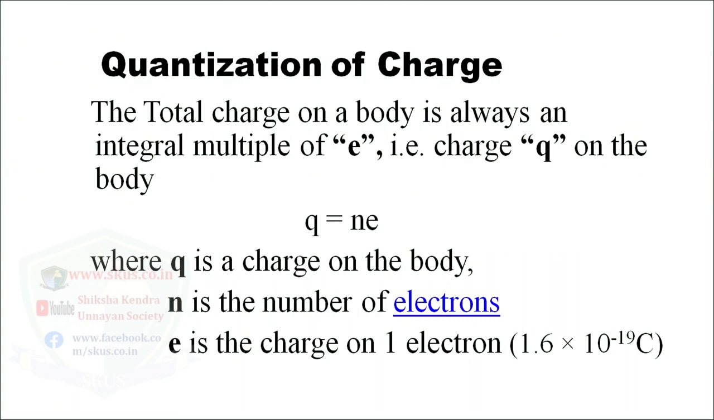So mathematically, if the charge on the body is q, n is the number of electrons and e is the charge on one electron, this can be written as an equation: q = ne, where n can take values 0, ±1, ±2, ±3 and so on. e is the charge on an electron and it has a value of 1.6 × 10^-19 coulomb. Today we have discussed the properties of electric charge in detail.